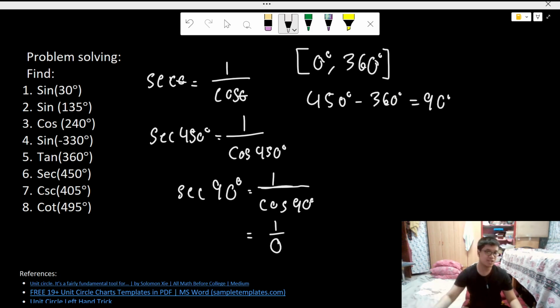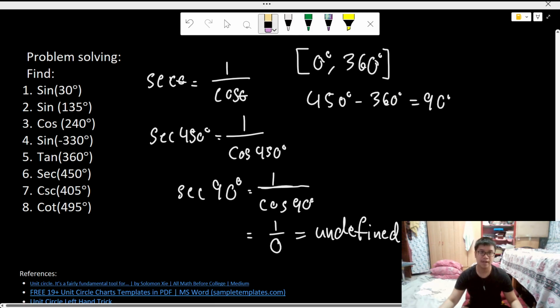So 1 divided by 0, or 1 all over 0, is wrong. Hence, this is undefined. So the answer for secant of 90 degrees is undefined.